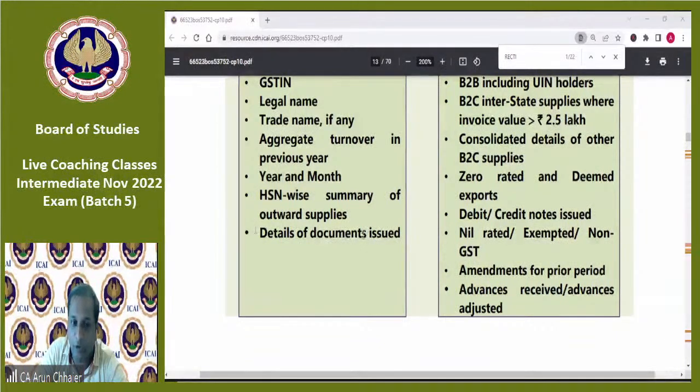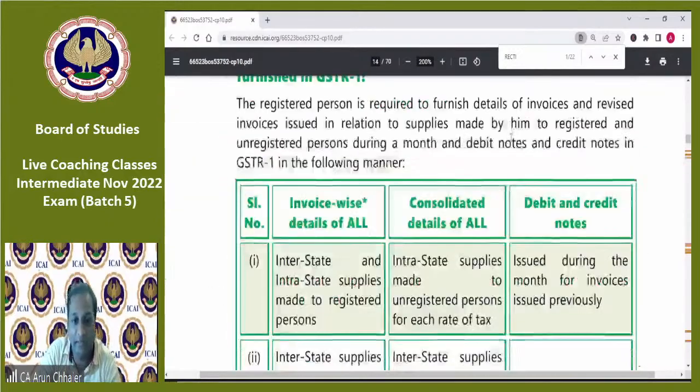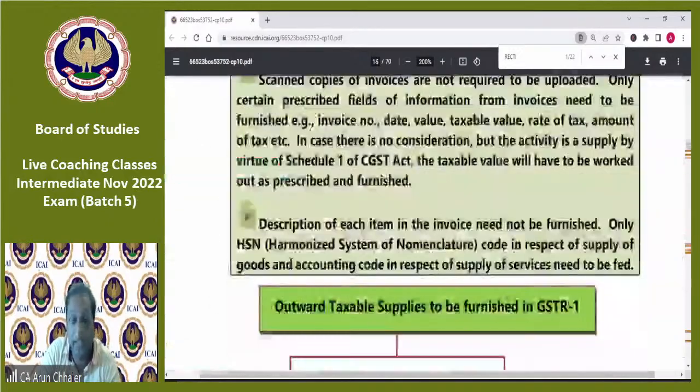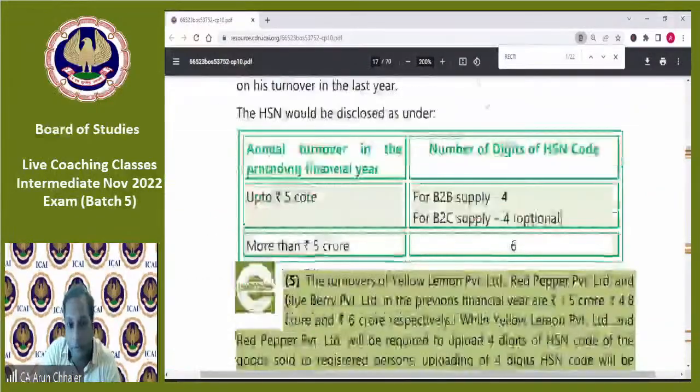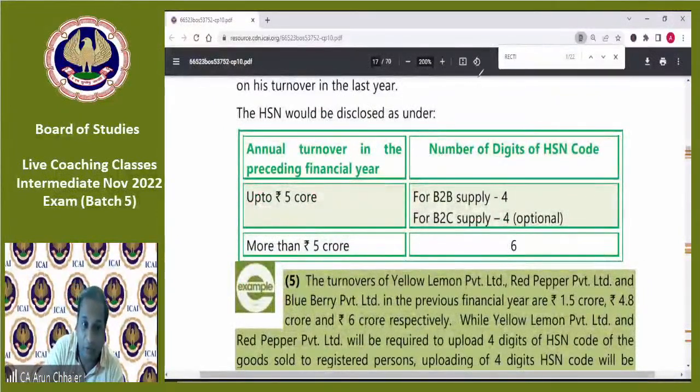Similarly, details of the documents issued, you need to enter HSN summary of outward supplies. What is the HSN summary? What is the digit requirement? In case of the HSN, if your annual aggregate turnover is more than 5 crore, then 6 digit is mandatory. If it is up to 5 crore, then 4 digit for B2B, and for B2C, it is optional.